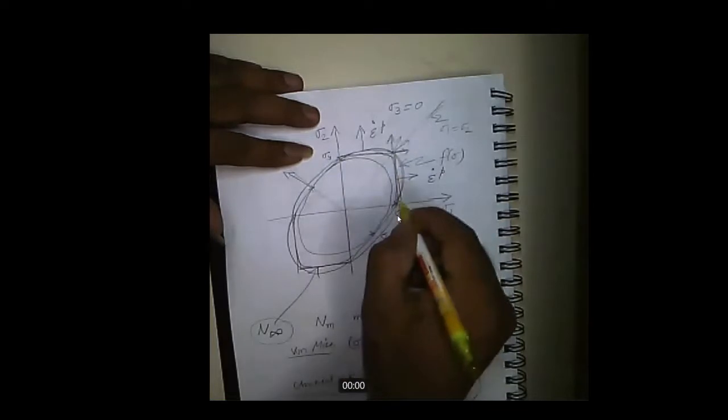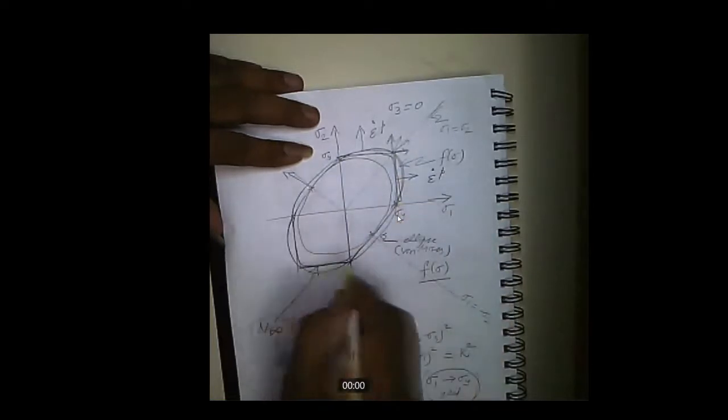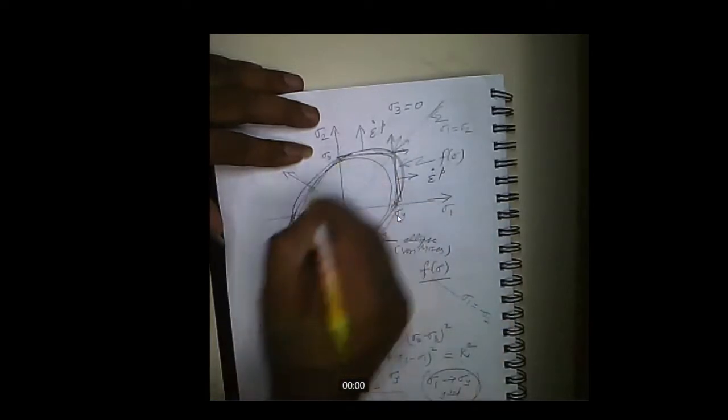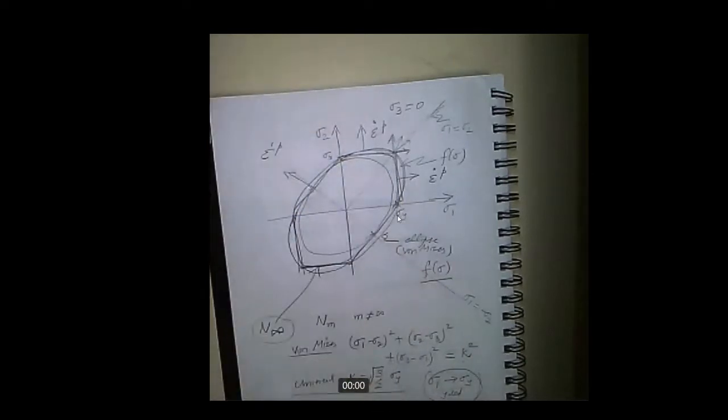How will this look like? That's the question. It will look like a hexagon. Straight line, sir. It's a plane, sir. Perfect. Precisely, it will look like a hexagon, right?